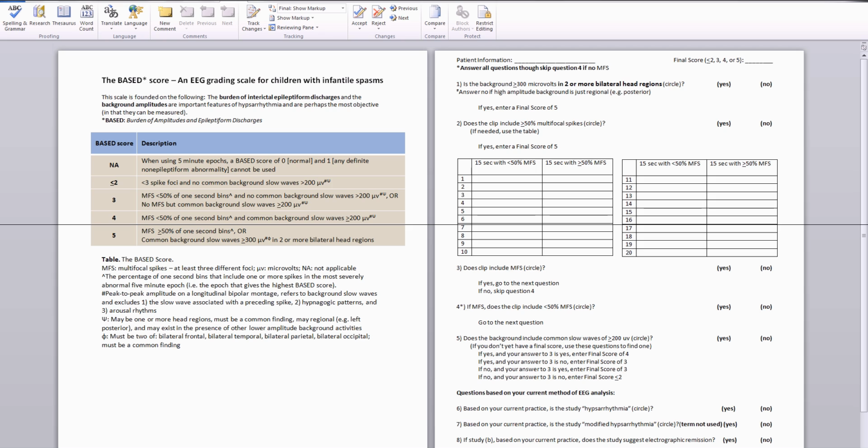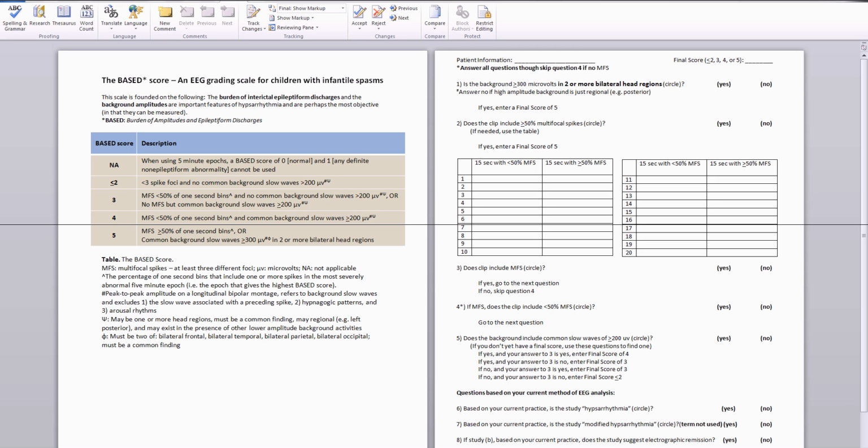Finally, regarding BASE scores of 4, 3, and less than or equal to 2, which utilize the greater than or equal to 200 microvolts criteria, it is only necessary for these high amplitude slow waves to be present in one head region. On the other hand, regarding a BASE score of 5, when using the greater than or equal to 300 microvolts criteria, these even higher amplitude slow waves must be present in 2 or more bilateral head regions. Everything we've reviewed so far can be found in the BASE score table or within the legend below it.